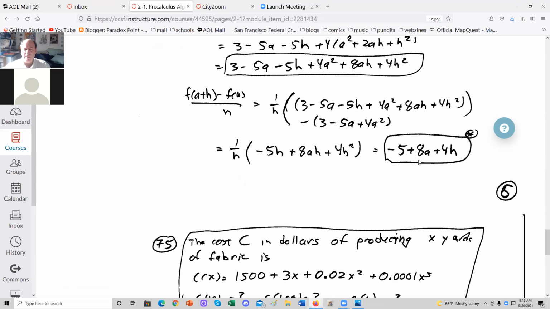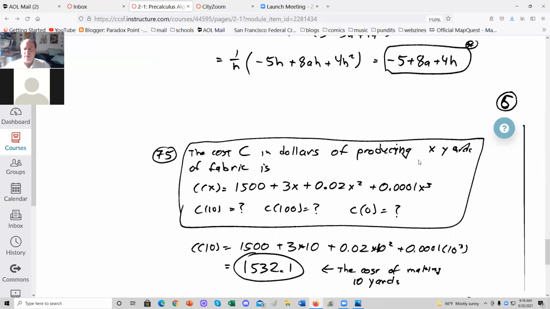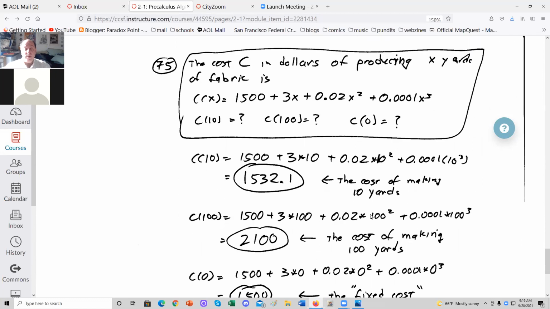All right, here we're talking about producing x yards of some kind of fabric, and the cost is C, and it's given by 1,500 plus 3x plus 0.02x squared plus 0.0001x cubed. What is it at 10? What is it at 100? What is it at 0? And what do those mean?